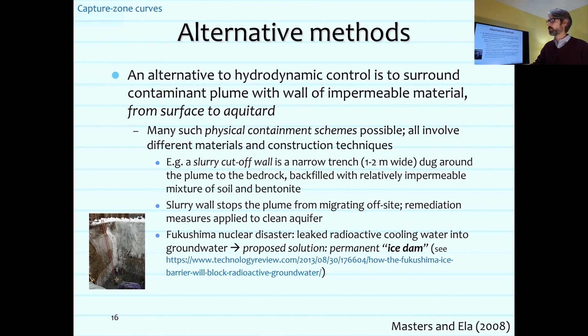Another interesting example is the Fukushima nuclear disaster back in 2012, I believe. This is where radioactive cooling water after the tsunami was leaked into the groundwater, and so their proposed solution was to make something like a slurry cutoff wall, but instead it was going to be an ice dam. So they were going to inject water and freeze it, and then keep that ice wall maintained through cooling the ground.